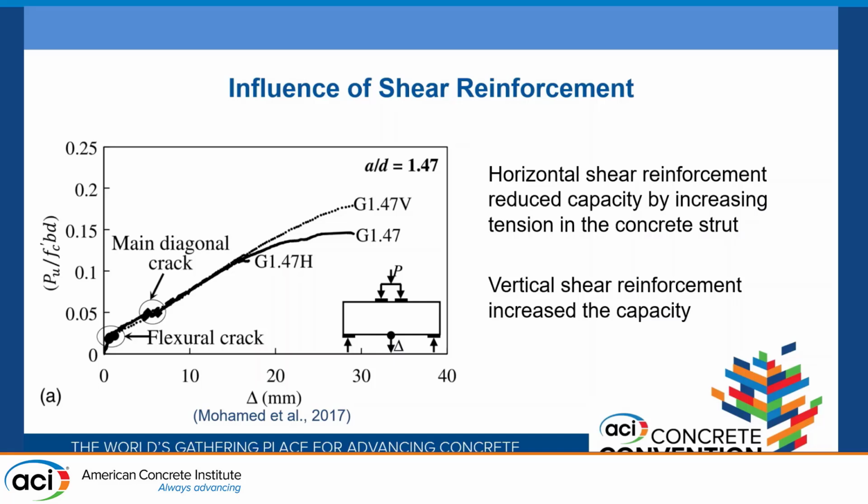Their thought is that this has to do with softening because the horizontal distributed shear reinforcement is similar to longitudinal reinforcement at the base, where as you have tension in that reinforcement, that is putting the concrete in tension and therefore softening the strut more than if you had neglected it, whereas the vertical shear reinforcement sort of clamps the beam together and increases the capacity a little bit for this case.